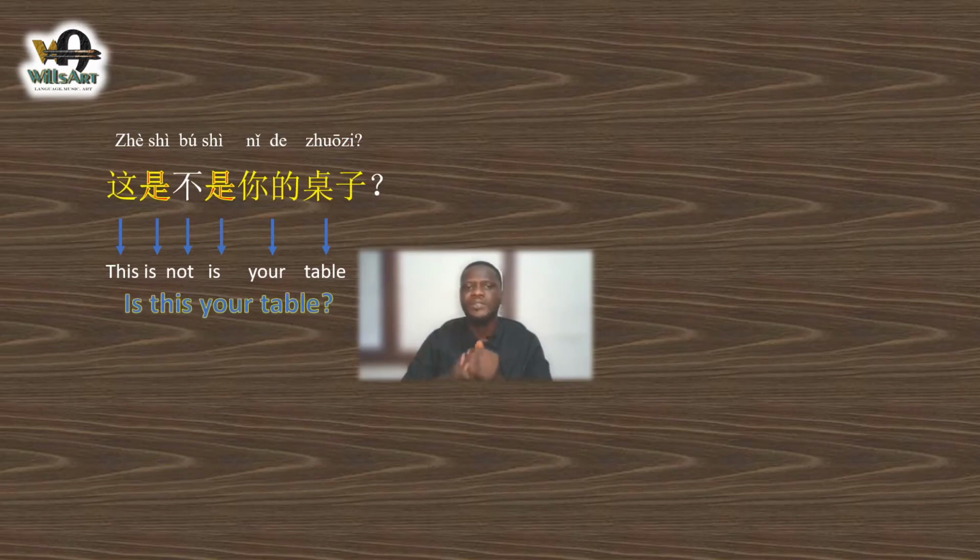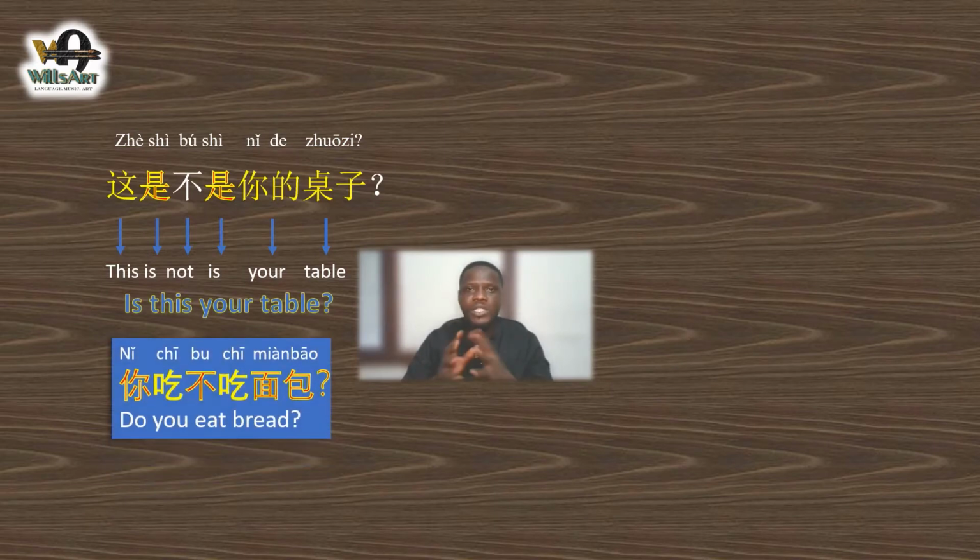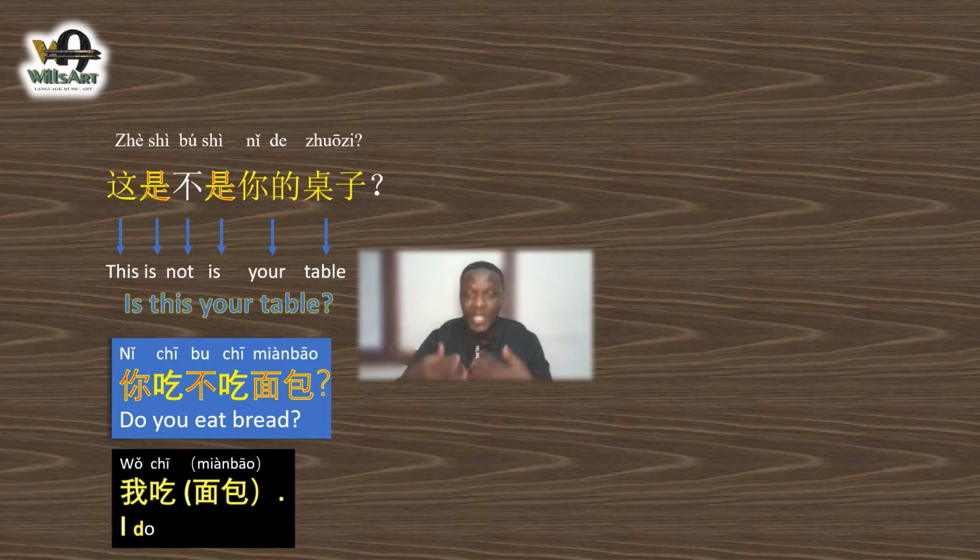Another example is, 你吃不吃面包? 你 means you. 吃 means to eat. 不吃 means not eating. And 面包 means bread. 你吃不吃面包? Which means, do you eat bread? Or, don't you eat bread? So you can answer that question by simply saying 我吃, I eat. Which means I do. Or you can simply say 我吃面包, I do eat bread.